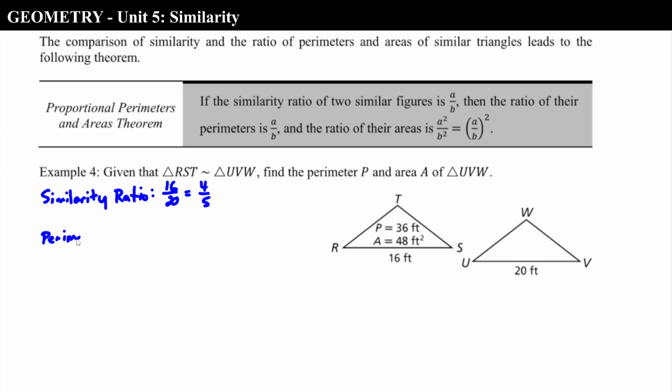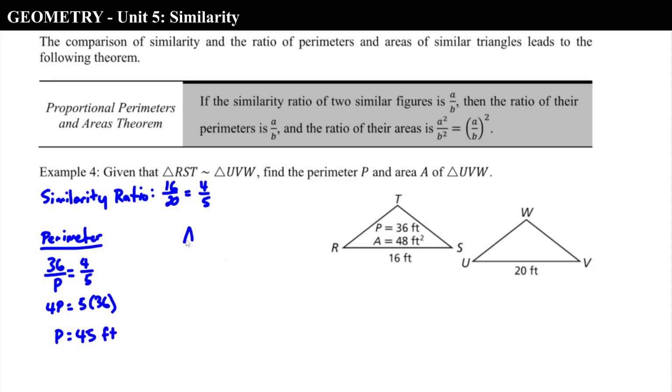So let's start with perimeter. We are going to compare the perimeter of 36 on our smaller triangle to the perimeter that we don't know off of our larger triangle. And we use our similarity ratio just straight the way it is. Cross multiply, you get 4p equals 5 times 36. And eventually you find that p, once you do the math, is 45 feet.